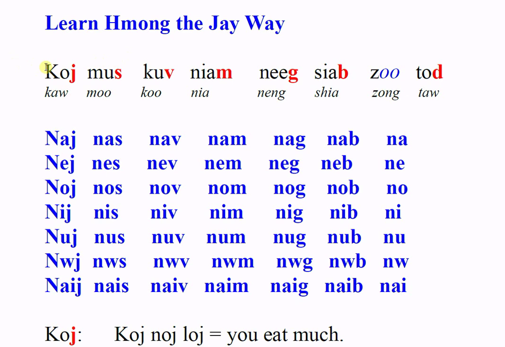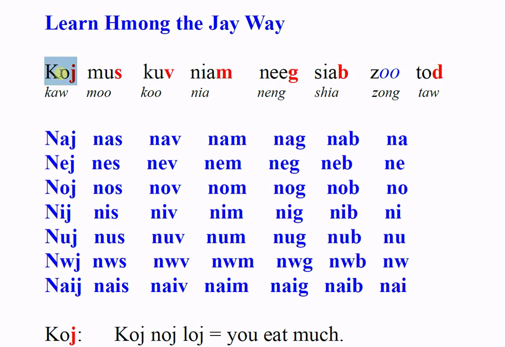So the line I want you to memorize is this line right here. Each word has a red character, which is the tone marker. Below here is the English spelling or phonic, roughly, to help you memorize the tone. So let's begin. The first tone, ending with the J, is ga.